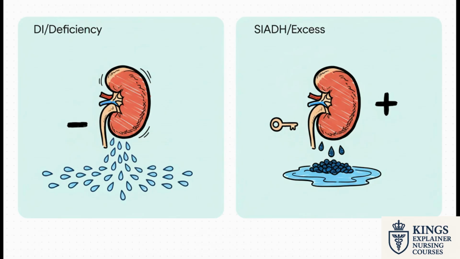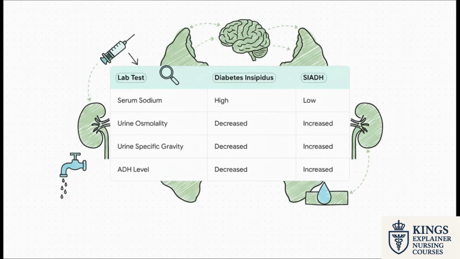Then you flip the coin and you've got SIADH. This is the total opposite. There's way too much ADH, telling the kidneys to hold on to every last drop of water. The result? A very low amount of super concentrated urine. So how do we prove which one it is? The lab values tell the whole story.